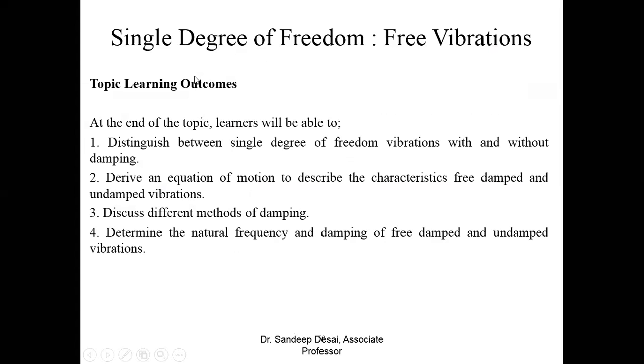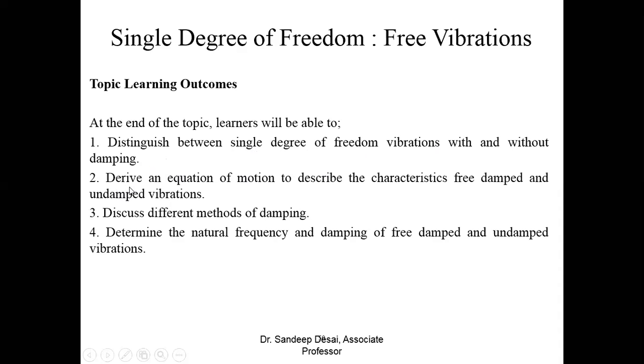Single degree of freedom, free vibrations is a topic that we are going to discuss from today onwards. Now, what are the learning outcomes? Learners, that is you, will be able to distinguish between single degree of freedom vibrations with and without damping. That is, you should know what is single degree of freedom vibrations with damping and without damping. What is meant by damping? How vibrations are different, how their characteristics are different when damping is present and when damping is not present.